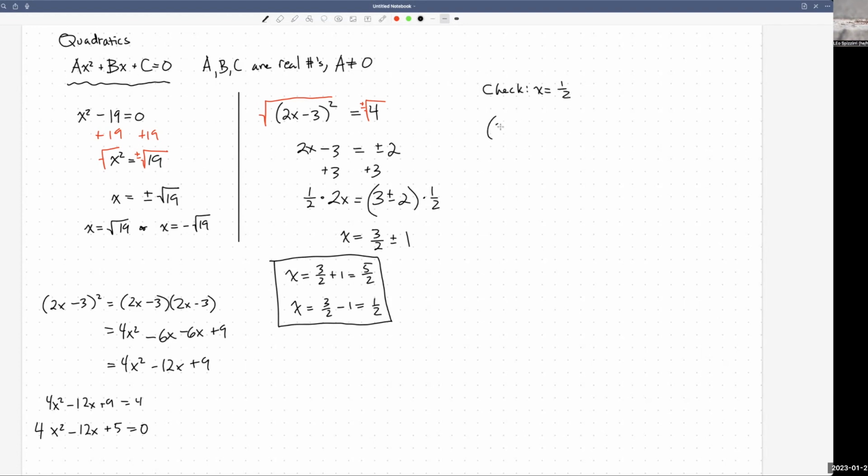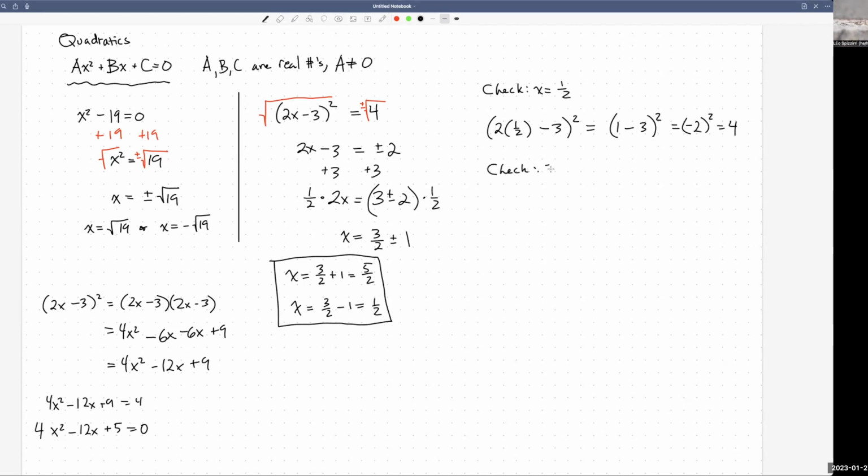If I put in 1/2 for x, 2 times 1/2 minus 3 squared. That's 1 minus 3 squared, which is -2 squared, which is 4. And so that was our original equation, that you take this value, multiply it by 2, subtract 3 and square it, you'll get 4. Same thing for 5 halves.